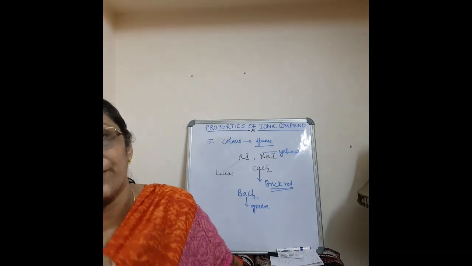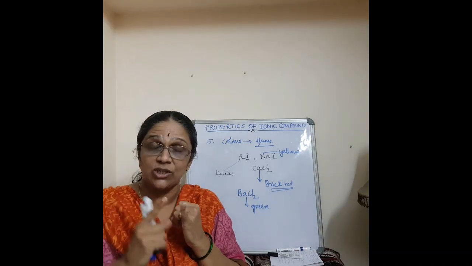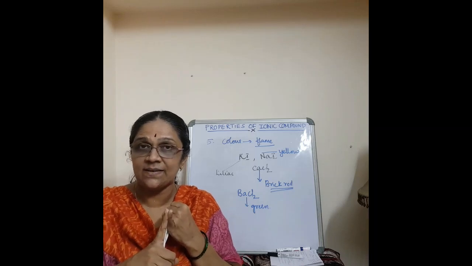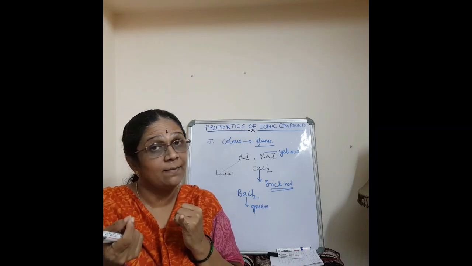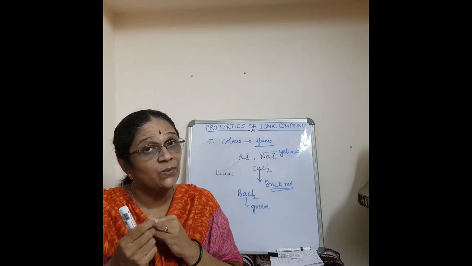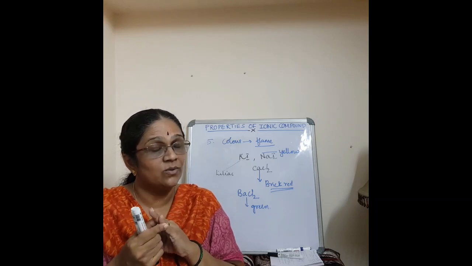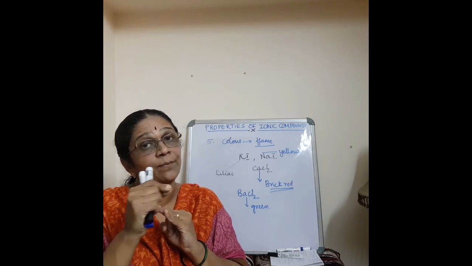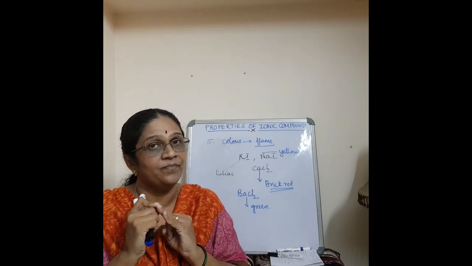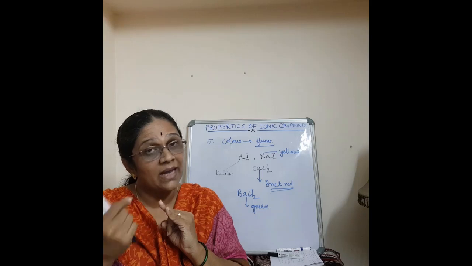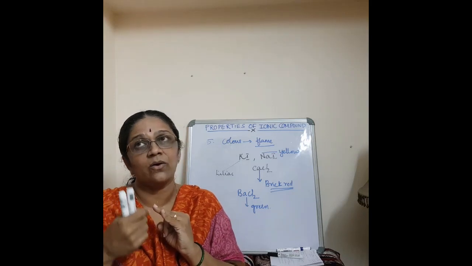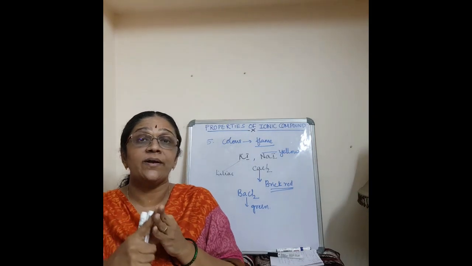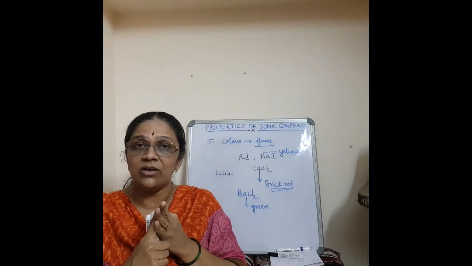So what are the 5 properties? First is the appearance or the physical nature. What was the physical nature? Generally they are solids. Then they are hard and brittle. What was the second one? The solubility. Generally ionic compounds are soluble in polar solvents like water and insoluble in organic solvents like benzene or chloroform or carbon disulfide, etc. Now the third property is they have high melting point and boiling point.